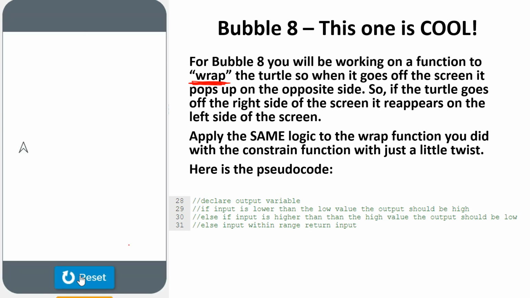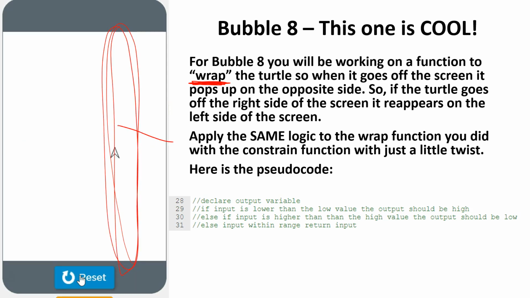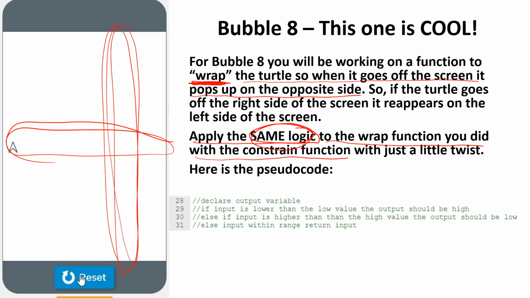So Bubble 8 is to, for lack of a better word, wrap the turtle around, so it gives the illusion of going off one side and coming back on the other. So you're wrapping the turtle, so when it goes off the screen, it pops up on the opposite side. If the turtle goes off the right side of the screen, it appears on the left side, and if it goes off the top, it'll be at the bottom, and so on. So apply the very same logic as the constrain function, but with a little bit of a twist.